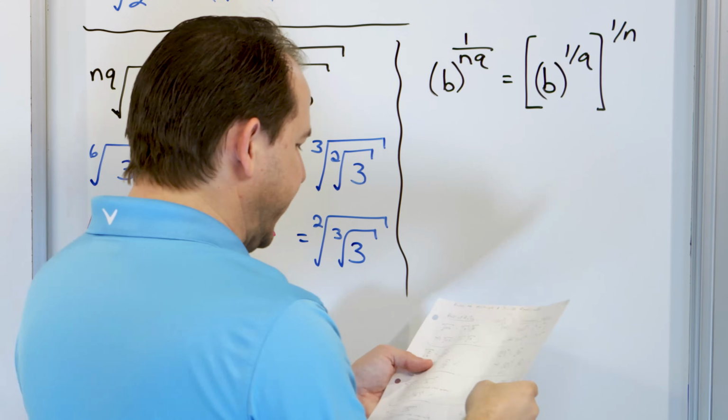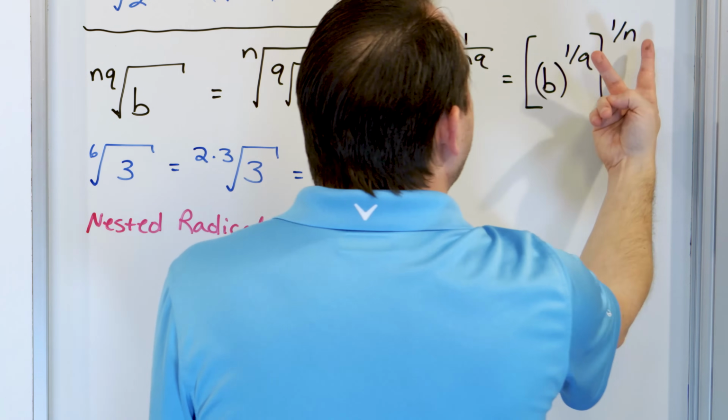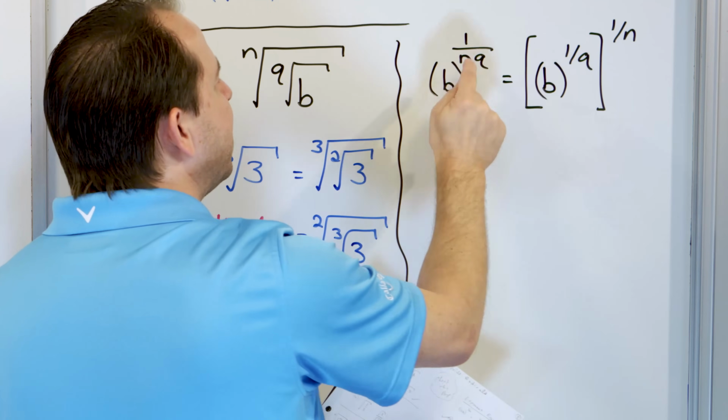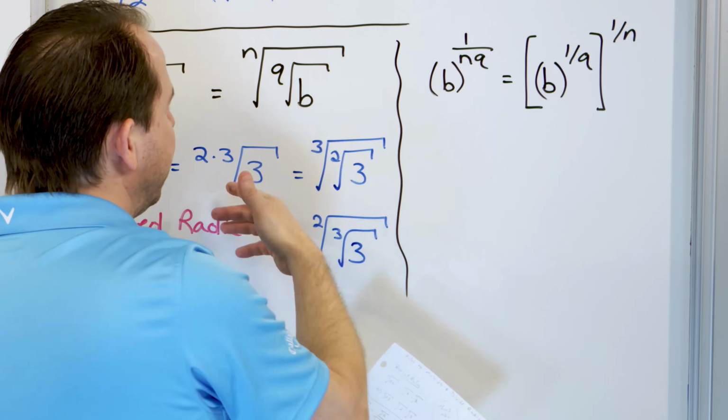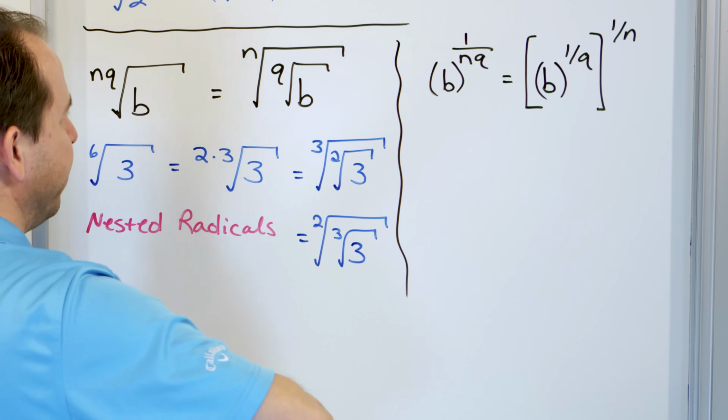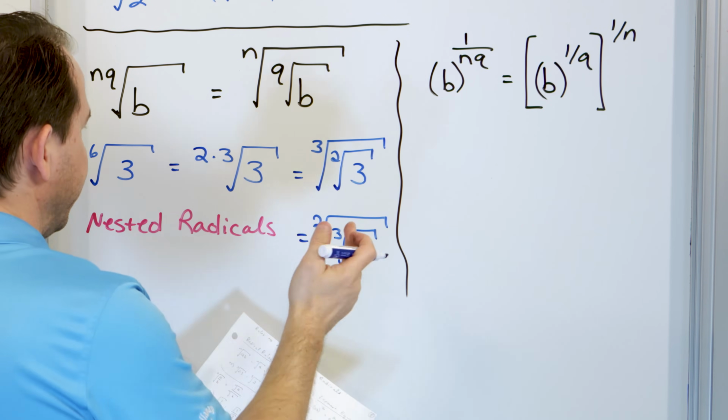And I'm not going to write it here, but you can also interchange the order of these. It could be 1 over n here and 1 over q here, because when I multiply them, I'm going to still get the same thing. That's what I was telling you here. The order doesn't matter.